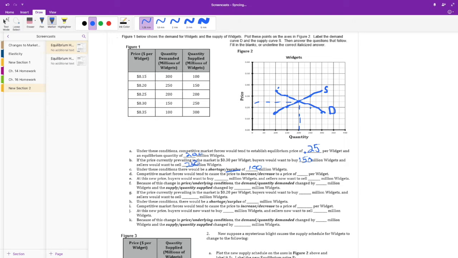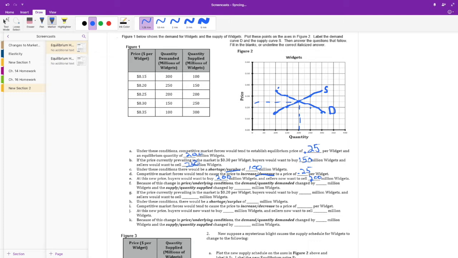Competitive market forces would tend to cause the price to decrease, and they would decrease to 25 cents per widget because that's the equilibrium price. At this new price of 25 cents a widget, buyers would want to buy 200 million, sellers would want to sell 200 million, okay? So we're at equilibrium where quantity supplied and quantity demanded are equal.